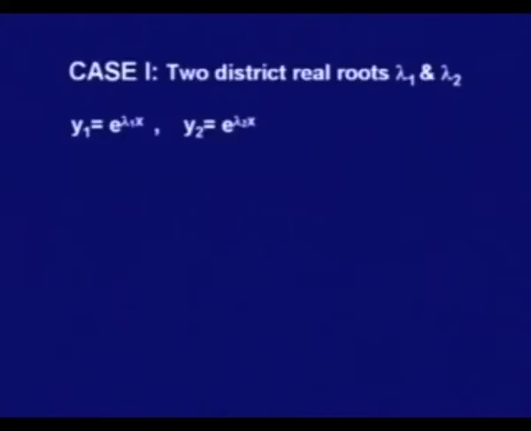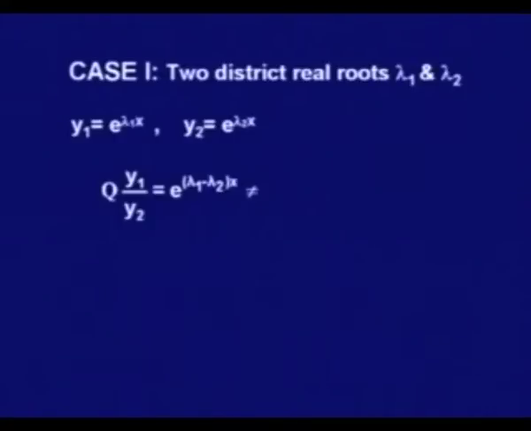We will say that the two solutions we can make, because we have got the two roots lambda 1 and lambda 2, are y 1 equal to e to the power lambda 1 x and y 2 as e to the power lambda 2 x. We can see that these two solutions are linearly independent. They form the basis. We can check it by the proportionality.